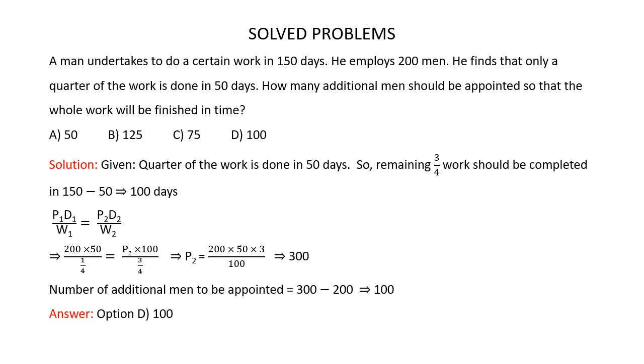But originally there were only 200 men. So the number of additional men to be appointed is 300 minus 200, which is 100. So 100 additional men should be appointed so that the whole work will be finished in time. The correct answer is option D, 100.